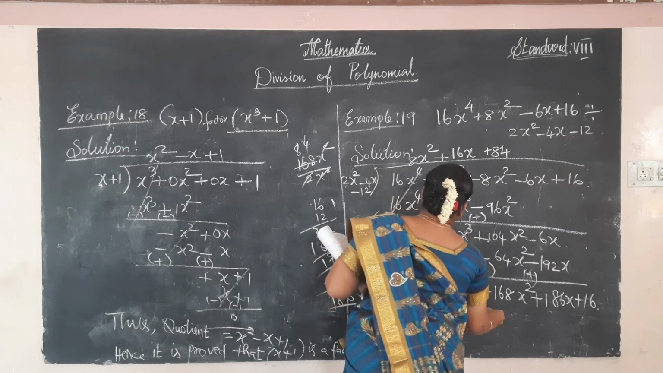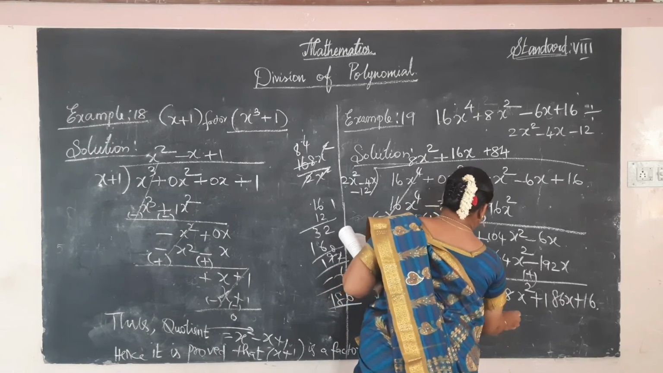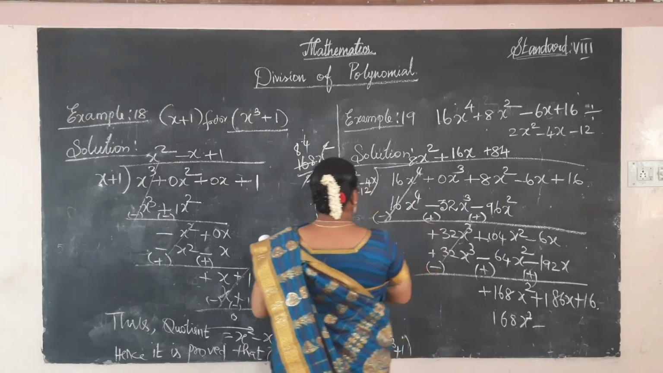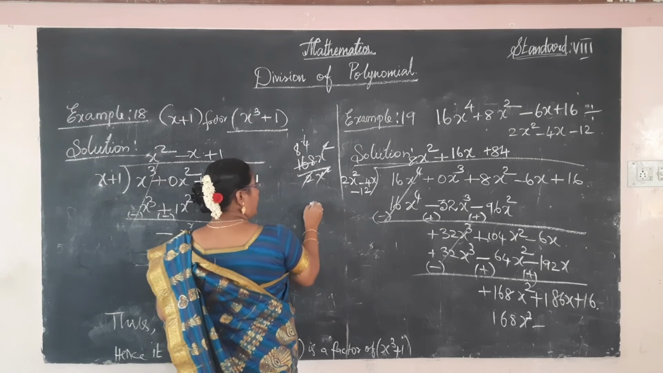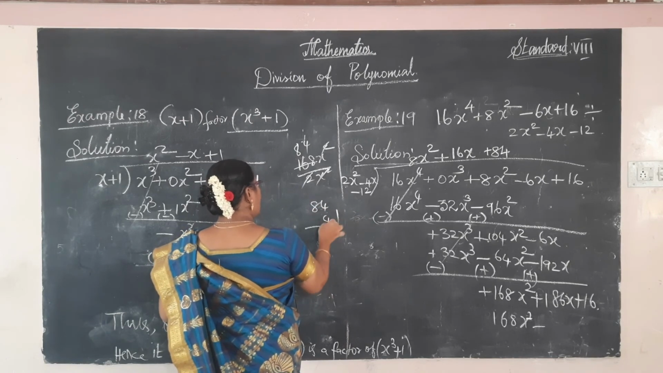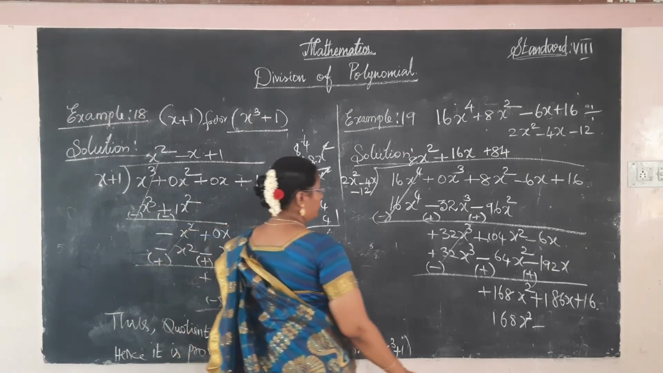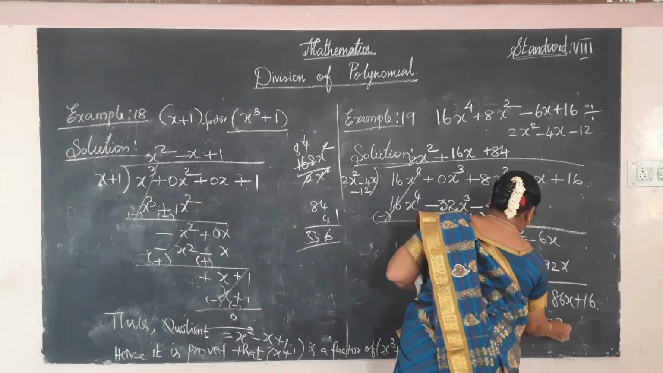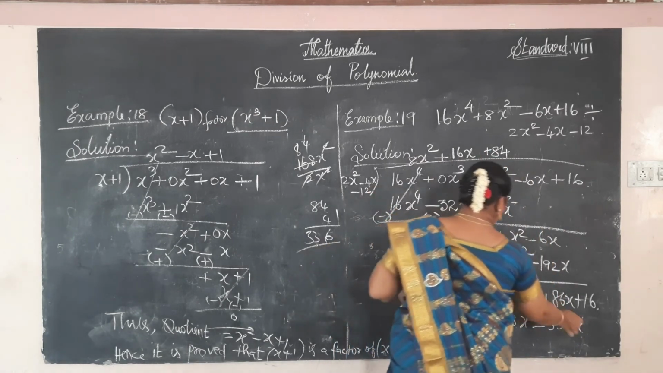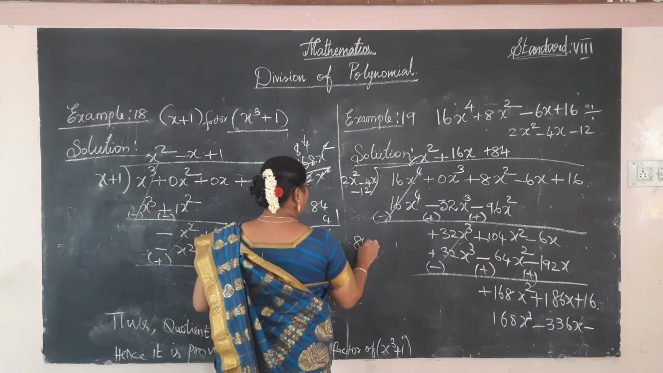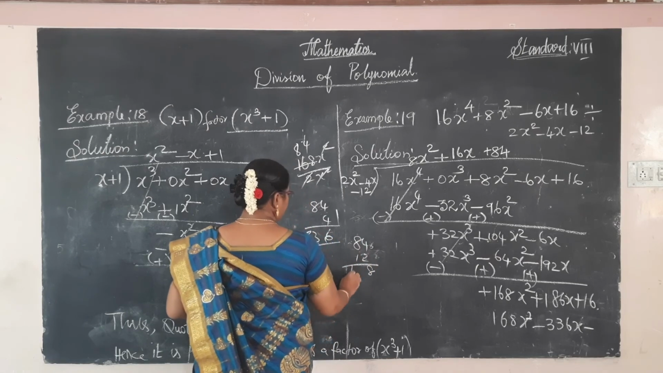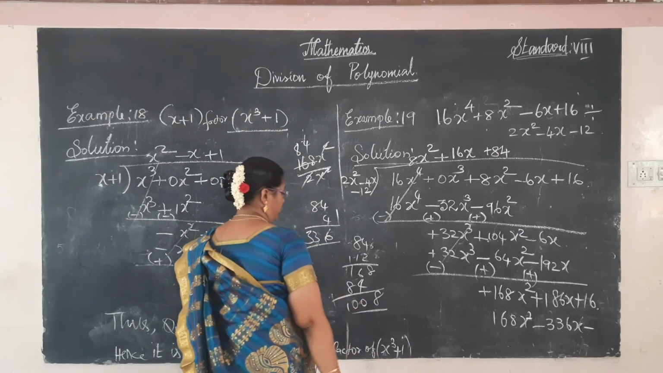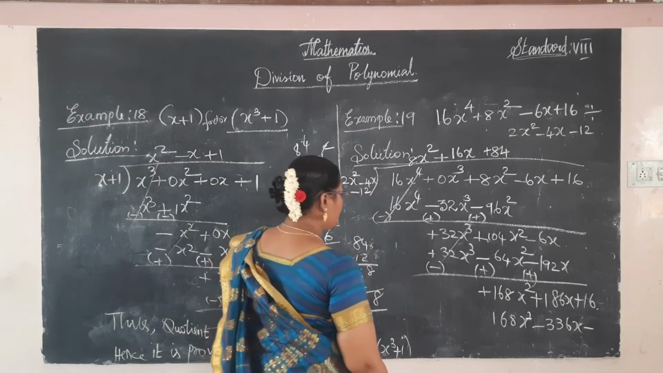84 into 2x^2 is 168x^2, plus or minus. And next term, multiply 84 into 4, which is 336x, and next term plus into minus, and then 84 twelves are 1008.